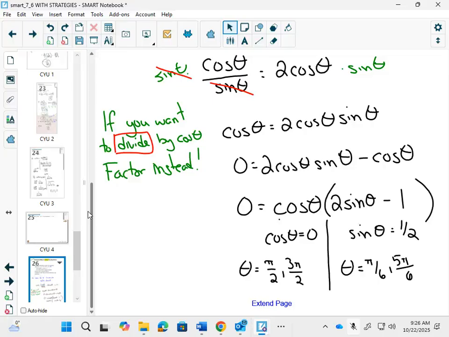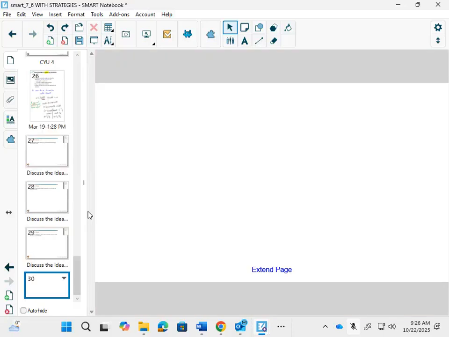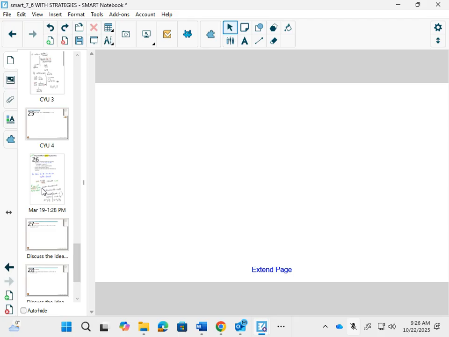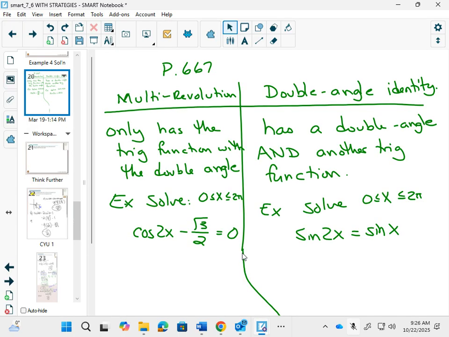Okay, next. Here we go. Turn to page 667. When we learn new stuff, it gives us more options, which can make some of the questions we've done in the past harder.